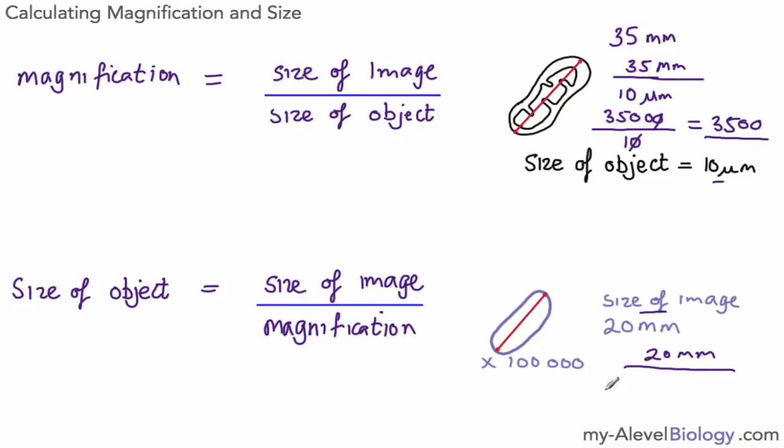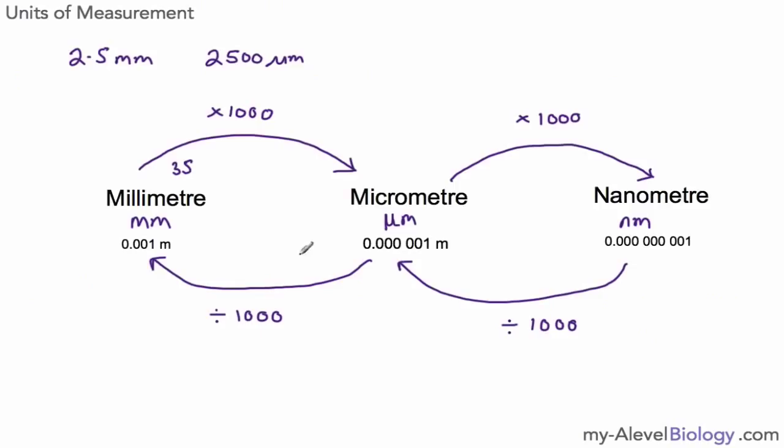So we divide that by 100,000, and the answer we get is 0.0002 millimeters. Now, what if the question said give the answer in micrometers? Well, we've got 0.0002 millimeters. Well, we can use our diagram that we had before.